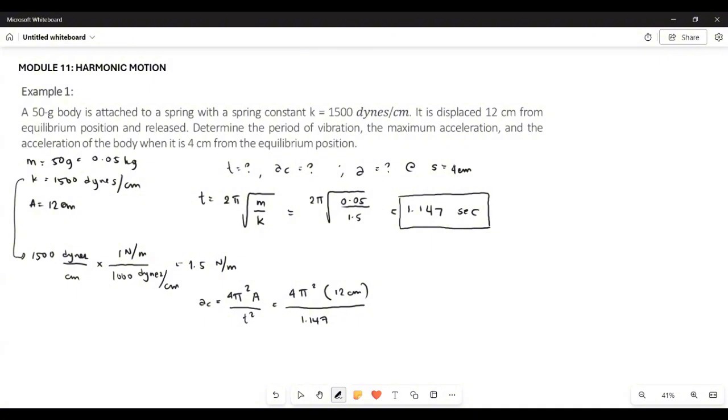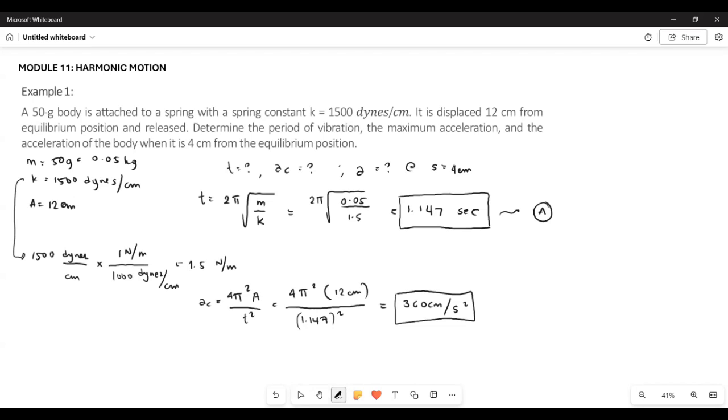So I hope in-store natin itong value na to. Sabihin natin store sa A. So ngayon, pwede na natin siyang simplify. So squared itong T. So huwag niyo kakalimutan yung squared. So magiging value natin dyan is 360 meters per second squared. Ay, centimeter yan. Dahil 12 centimeter siya. Then yung 1.147 natin na nakastore sa A is second.